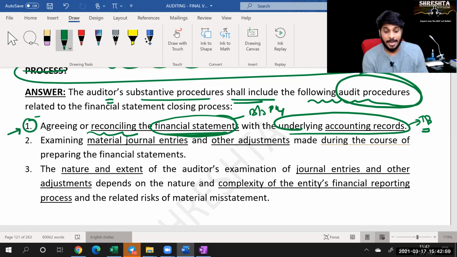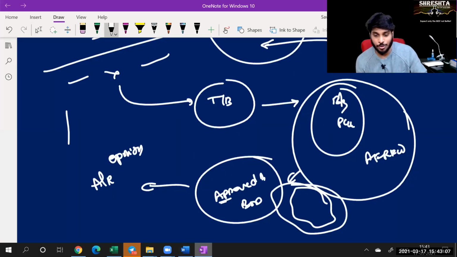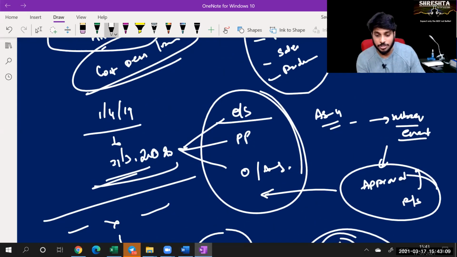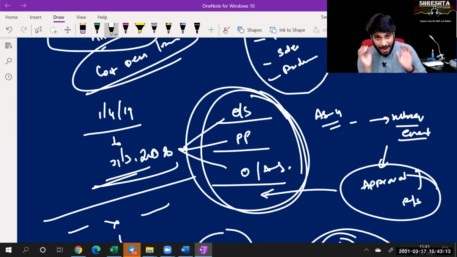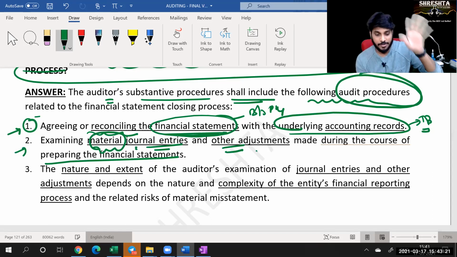Second one, I will need to look into the important journal entries and other adjustment entries during the preparation of financials. I showed you in the example also, when closing the books of accounts, I will pass outstanding, prepaid, other adjustment and rectification entries and then close the books. Then I will prepare the financial statement. So I need to look at the important journal entries passed during the year end, other adjustments, all that.